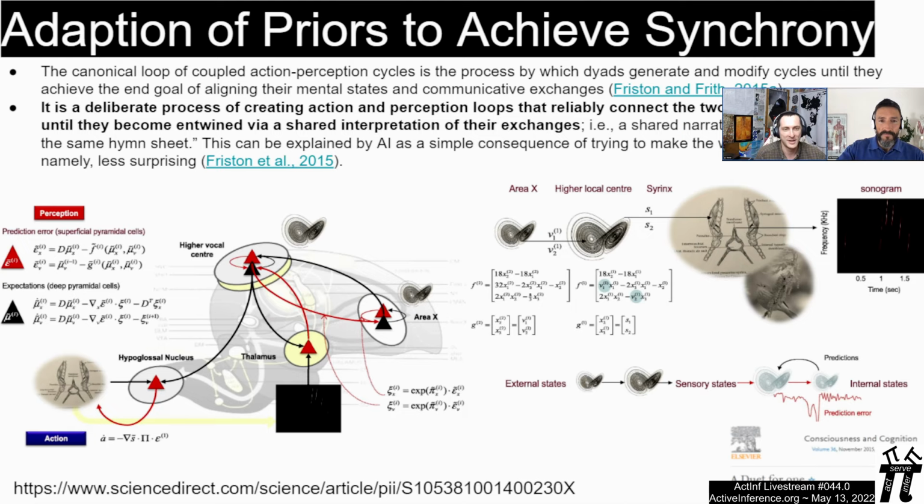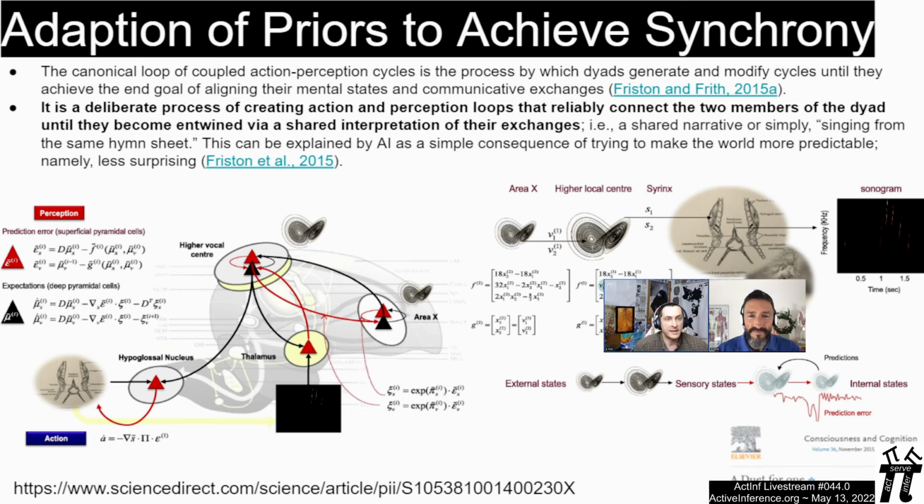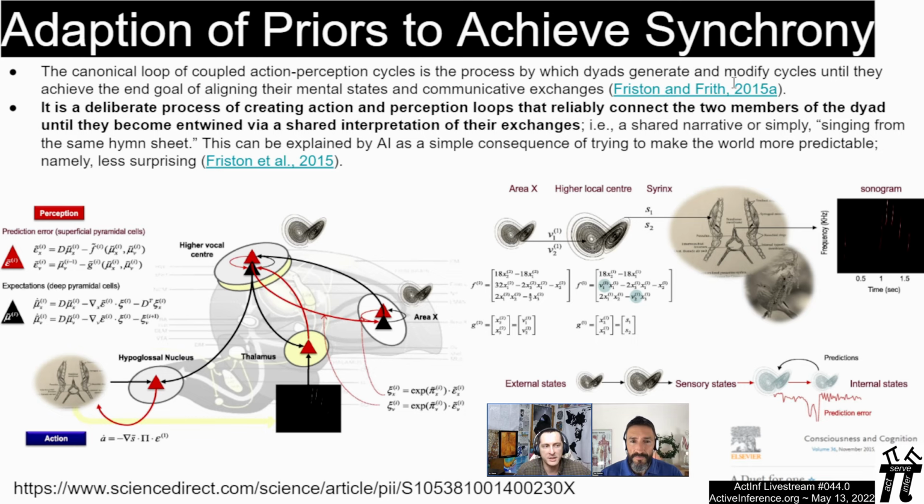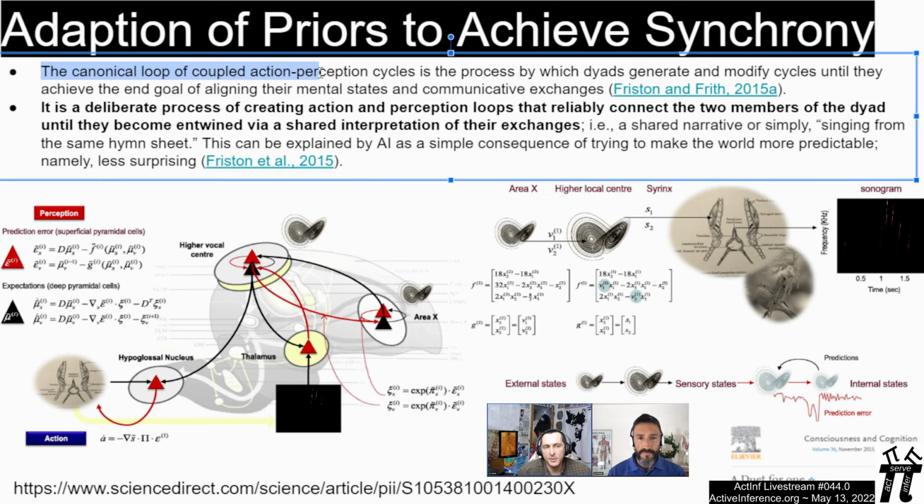There's a section in the paper on adaption of priors to achieve, and that's going to be something we'll go more into detail in. But in this paper, they wrote, the canonical loop of coupled action perception cycles is the process by which dyads generate and modify cycles until they achieve the end goal of aligning their mental states and communicative exchanges. This really highlights that we're not, again, talking about metronomes in lockstep. Synchrony can include a conversation with two people with different perspectives. So synchrony is something a bit more general or looser than just the metronome.